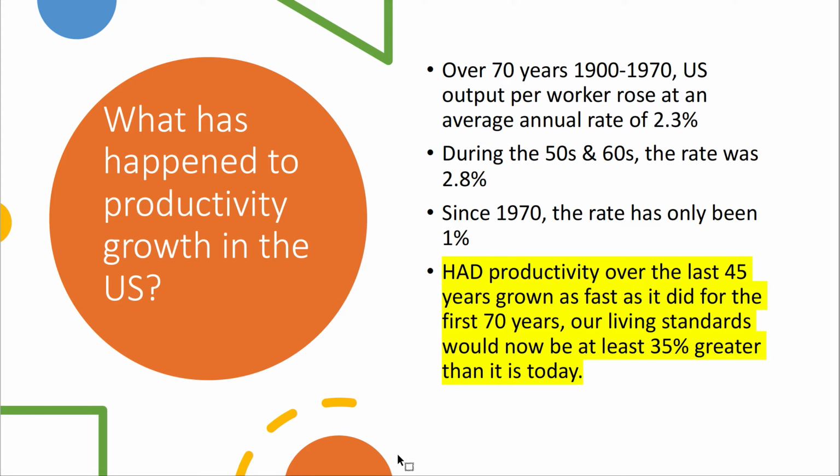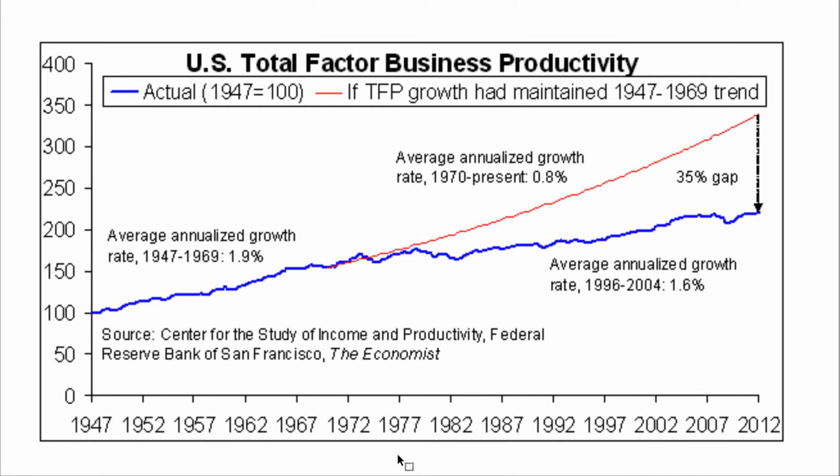But nowadays, this part in yellow: if productivity over the last 45 years had grown as fast as it did for the first 70 years, our standard of living would be 35% greater than it is today. So when productivity slows down, the rate at which we improve our standard of living also slows down. And you can see this gap right here. The red line would have been if we had continued to increase our productivity at the old rate. But here's what we actually did, we followed the blue line, and you can see the 35% gap in our standard of living because of our slower increase in productivity.